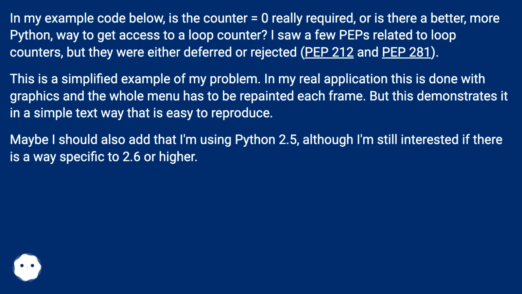I saw a few PEPs related to loop counters, but they were either deferred or rejected, PEP 212 and PEP 281. This is a simplified example of my problem. In my real application this is done with graphics and the whole menu has to be repainted each frame. But this demonstrates it in a simple text way that is easy to reproduce. Maybe I should also add that I'm using Python 2.5, although I'm still interested if there is a way specific to 2.6 or higher.